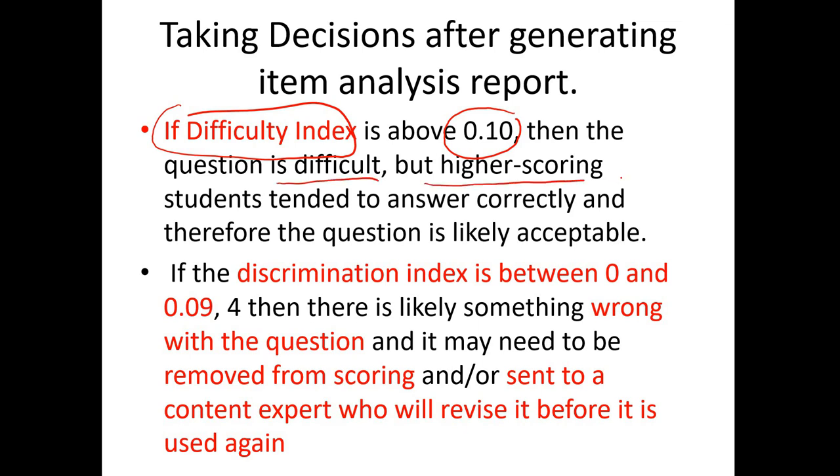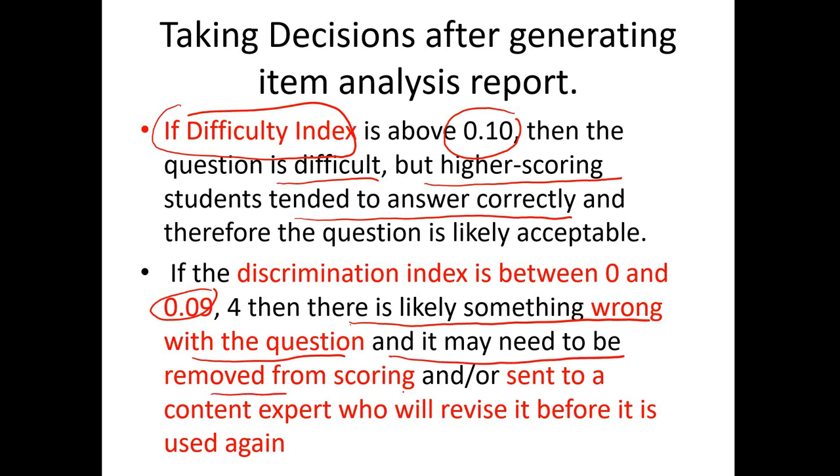But the higher the scoring mean, the more students tended to answer correctly, and the lower the scoring mean, the more students did not answer correctly. If the discrimination index is between 0 and 0.9, then there is likely something wrong with the question and it may need to be removed from the scoring.